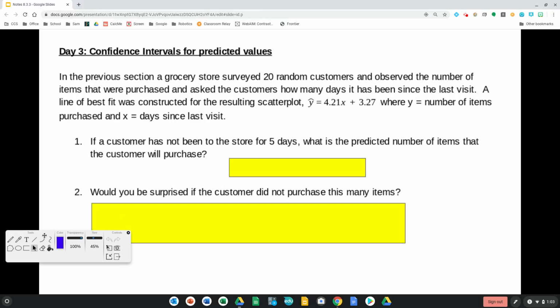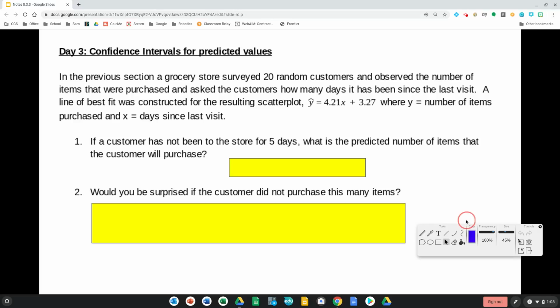So just as a jumping off point here, here's our information that we've had before about the grocery store. Remember, we surveyed 20 customers randomly, and we asked them how long it has been since they've been to the store, and looked at how many items they purchased. And we made a scatter plot from that and made this linear regression equation. Remember, Y is the number of items that they purchased, and X is the days it's been since their last visit. So using our linear regression equation, what would your prediction be for the number of items that they would have purchased if they haven't been to the store for 5 days?